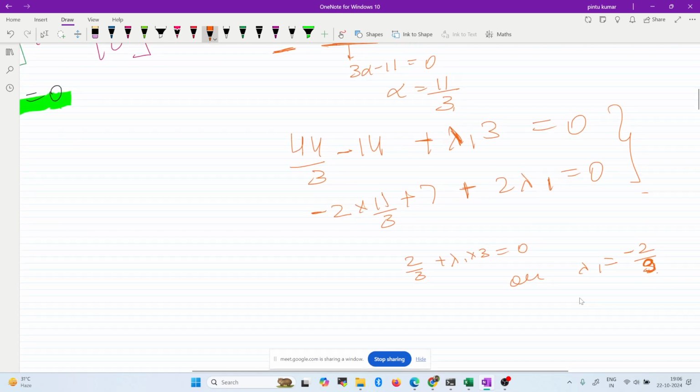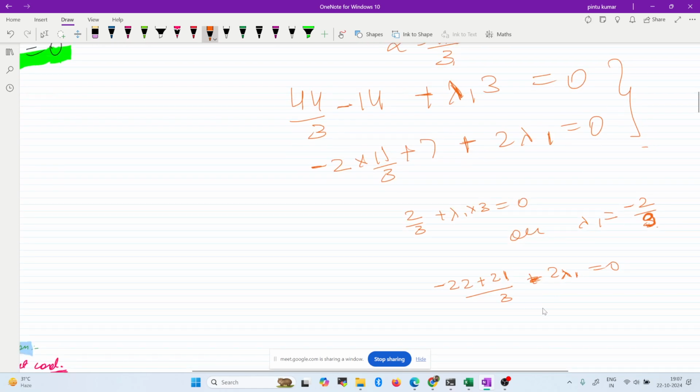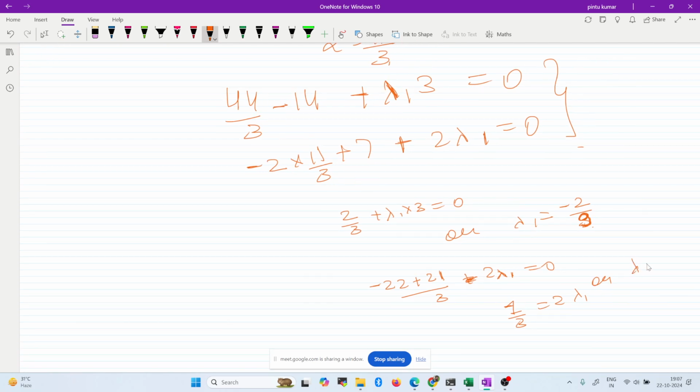Okay, and what does this second statement say? So this is minus 22 by 3 plus 21 by 3 plus 2 lambda 1 is equal to 0. Or this would mean that 1 by 3 is equal to 2 lambda 1, or lambda 1 is equal to 1 by 6.